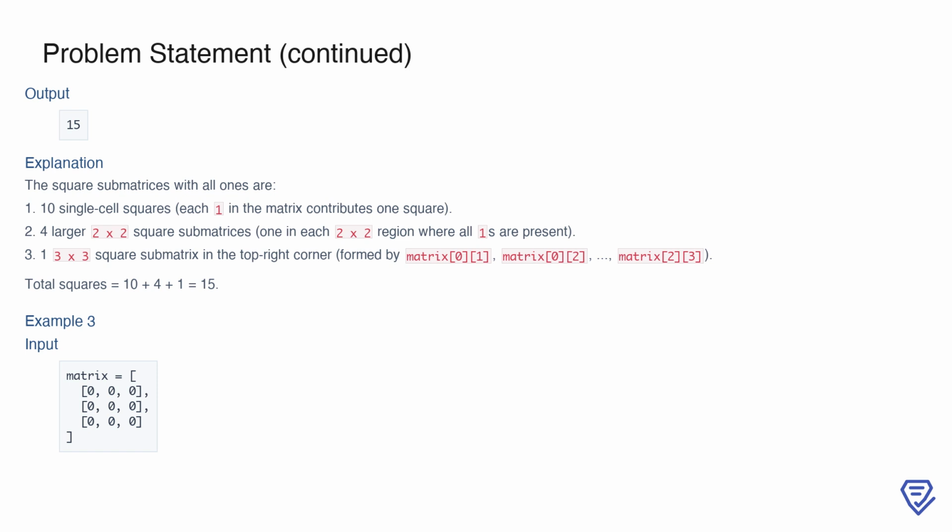Finally, there is one 3x3 square submatrix in the top right corner, covering all the ones from (0,1) to (2,3). Summing up, we have 10 small squares, 4 medium squares, and 1 large square, giving a total of 15. This example highlights how multiple sizes of square submatrices can coexist within the same matrix.